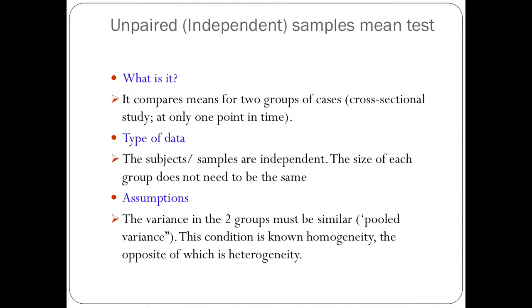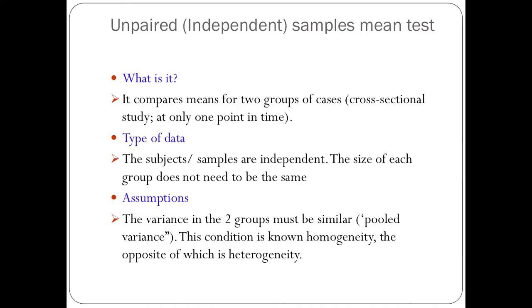Whereas the unpaired sample mean test compares the means of two independent groups of cases. Usually it is a cross-sectional study. So the subjects or samples are independent, and the size of each group does not need to be the same all the time. But for the paired sample t-test, it is always the same.